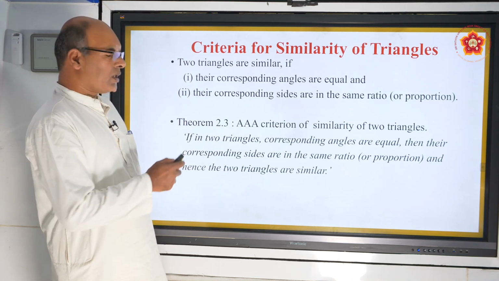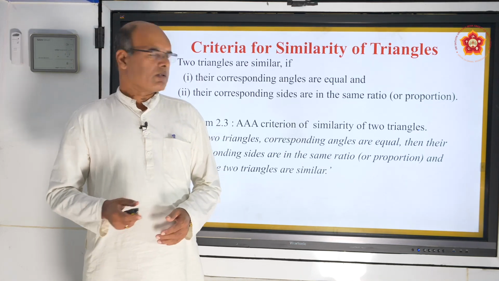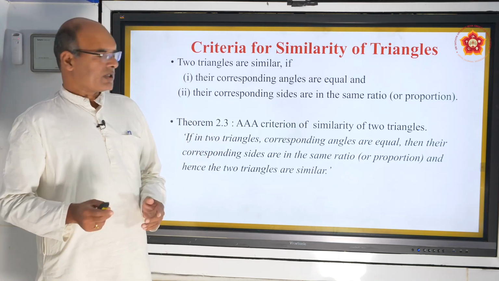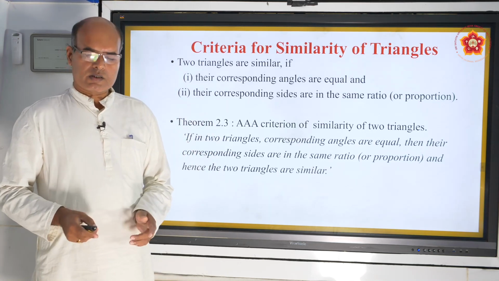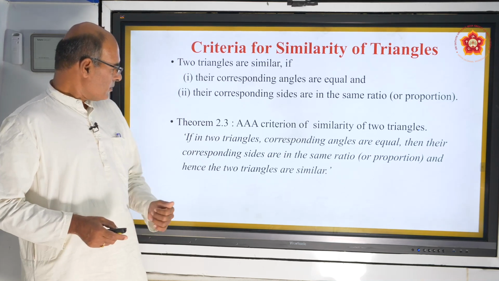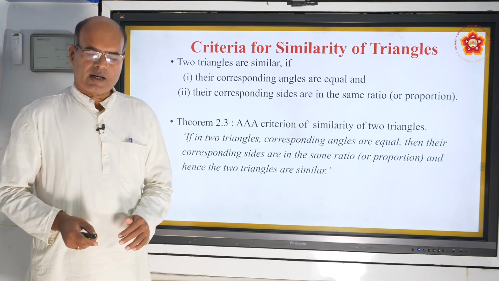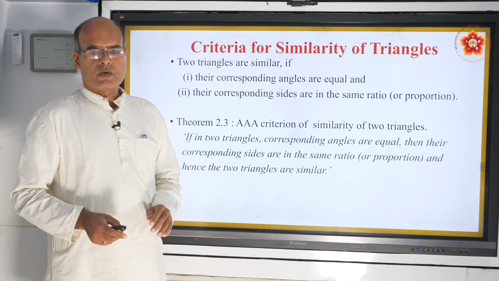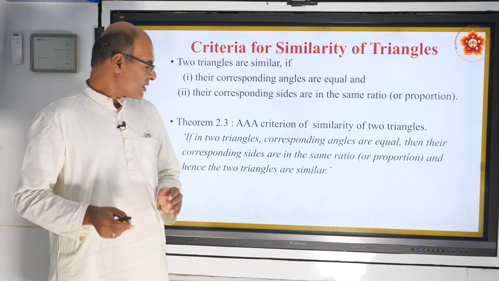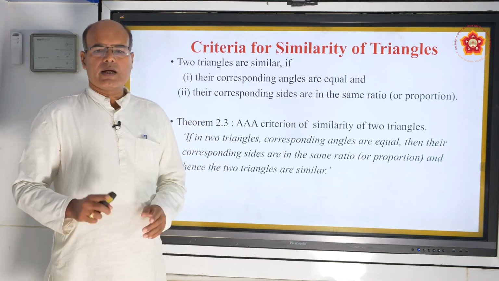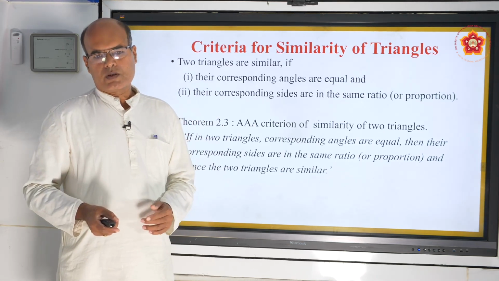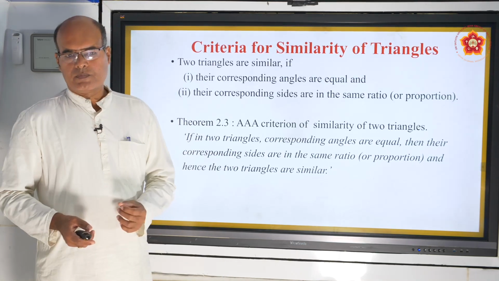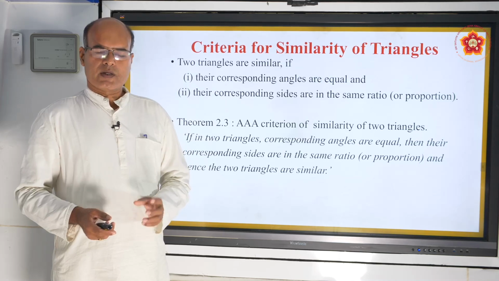You know that for polygons having 4 or more sides, both of these conditions are necessary to check whether the polygons are similar or not. But in case of triangles, either of the two is enough. That is described in theorem 2.3 and theorem 2.4. So let us discuss that theorem. Study the statement of the theorem and its proof.